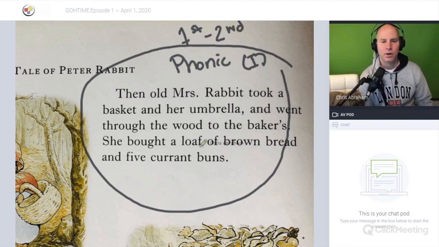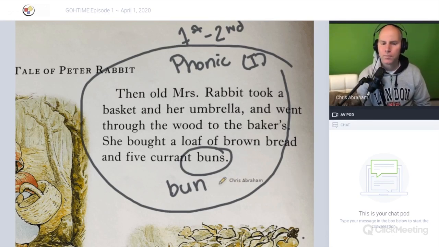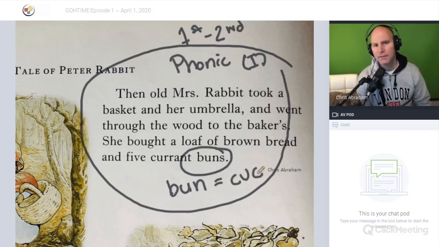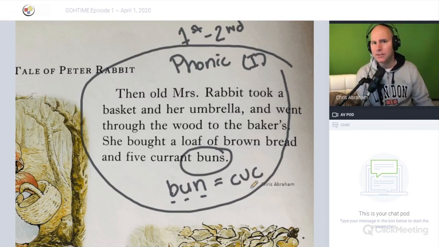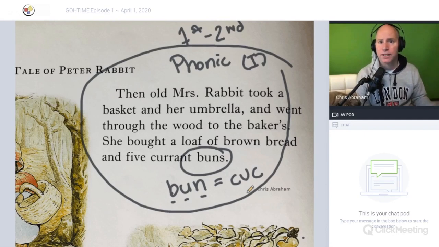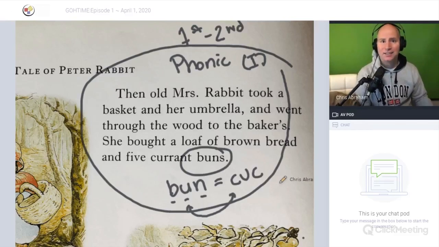Let's start with the word buns. And I'll just do bun. Bun is what type of word? It's a CVC word. Every grapheme, every letter matches up with one phoneme. It's a basic tier one word, bun. 3 letters, 3 sounds. A child that's able to take these 3 letters and match them up with their corresponding sounds has developed basic phonics, okay?